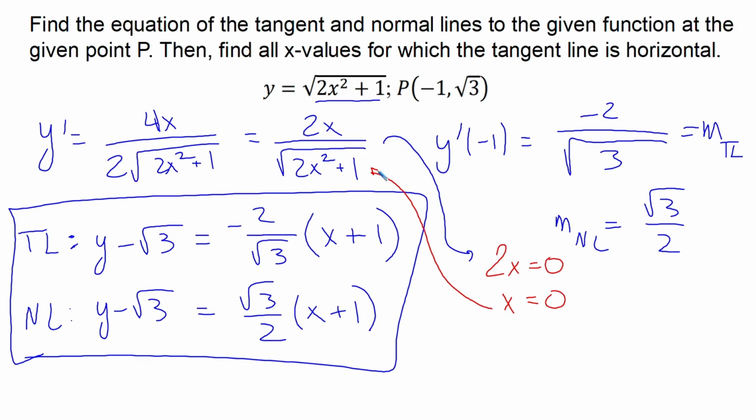So that's okay. And we can also see that x equals 0 is in the domain of our original function, right? Because I can plug 0 into that. And therefore, x equals 0 is the x value at which we have a horizontal tangent line for this function.